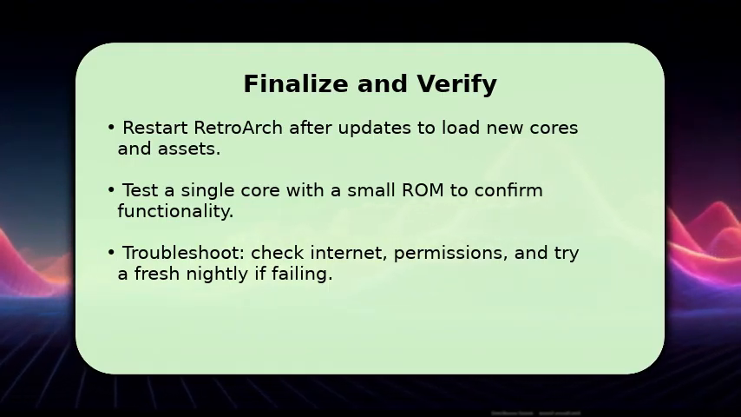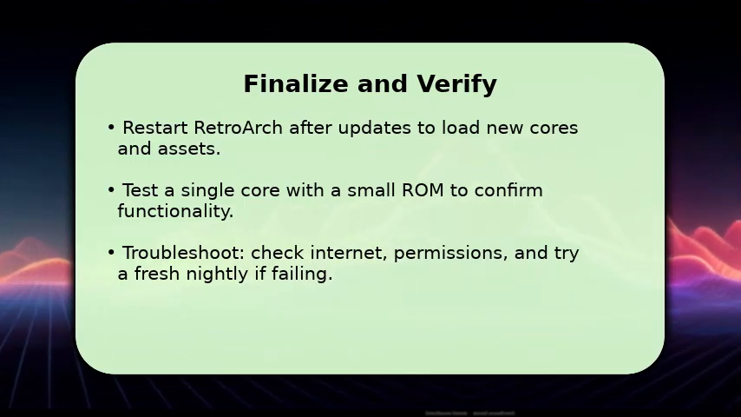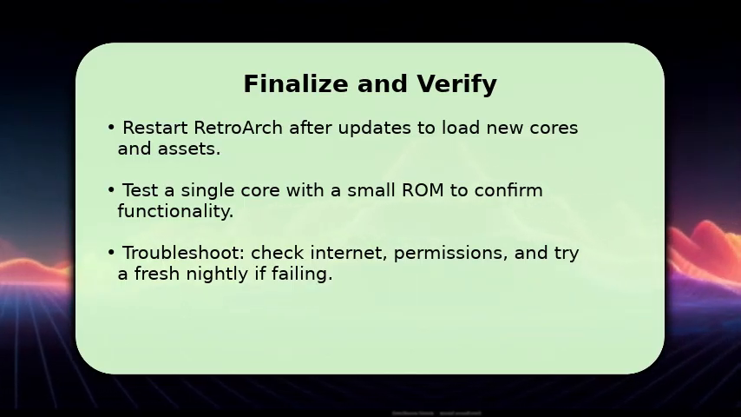failed update. If persistent errors occur, switch to a clean nightly build and repeat the updater steps. That is the reliable fallback.